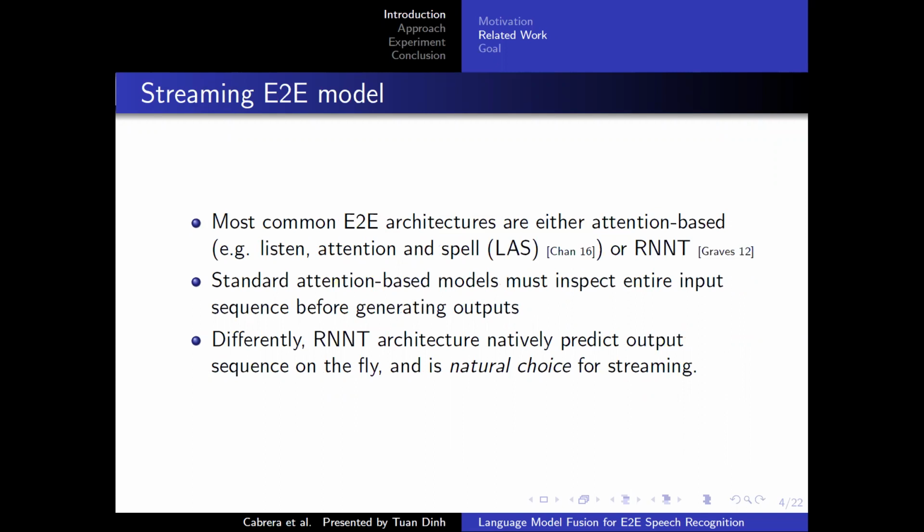The most common end-to-end architectures are either attention-based, for example, Listen, Attend, and Spell, or RNN-T models. Standard attention-based models must inspect the entire input sequence before generating outputs. Differently, the RNN-T architecture natively predicts the output sequence on the fly, and it is a natural choice for streaming.